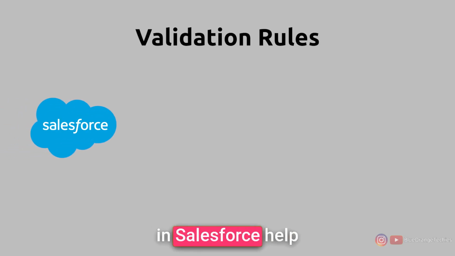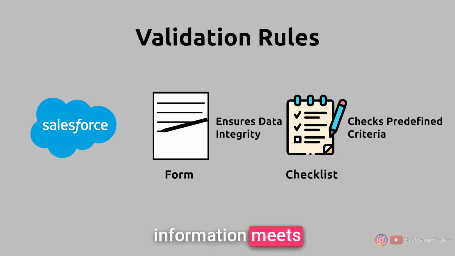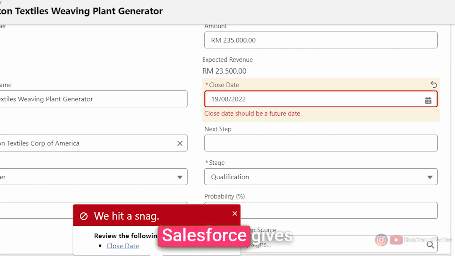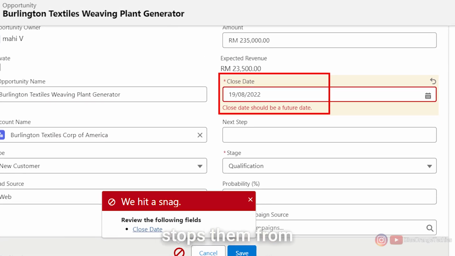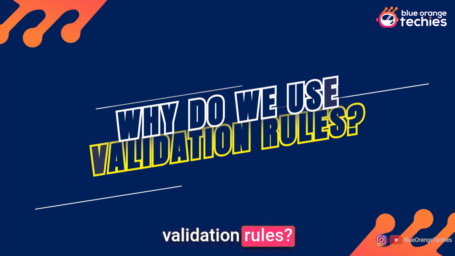Validation rules in Salesforce help make sure the data entered into a record is correct by checking that the information meets specific criteria. If the data doesn't match the rules, Salesforce gives the user an error message and stops them from saving the record. Why do we use validation rules?